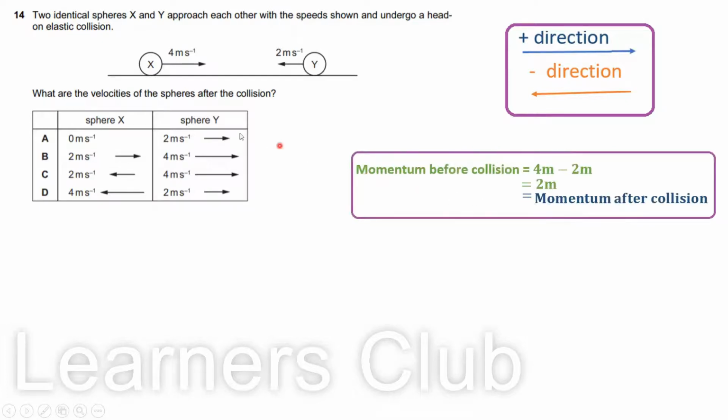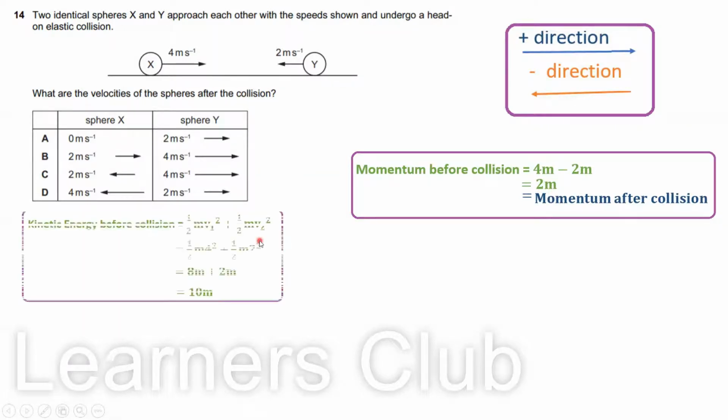So momentum before collision, let me consider the mass to be m because they are identical. Both of them have a mass of m. So the momentum of x is the speed times mass, so 4m, and the direction is opposite for y, so minus 2m. So momentum before collision is 2m. And the kinetic energy is also conserved, so we just add the kinetic energy of both. Half m v square, so it's 4 square, plus half m v square for this, that is 2 square. The kinetic energy is 10m.